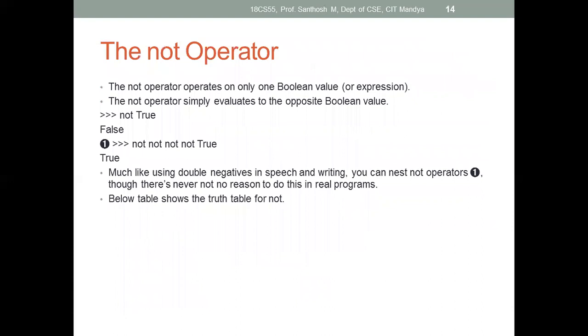And then not. The next one is the not operator. In the not operator, the output is the reverse of the current value. If the condition is true, then the output will be false. If it is false, then the output will become true. Opposite to the current value.